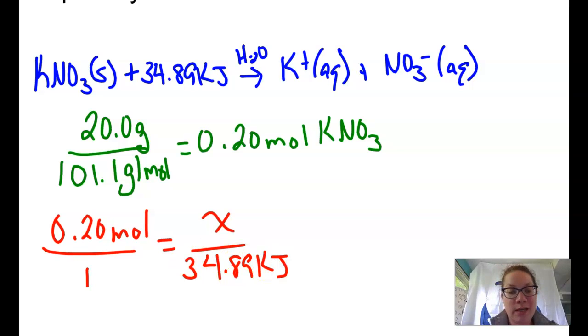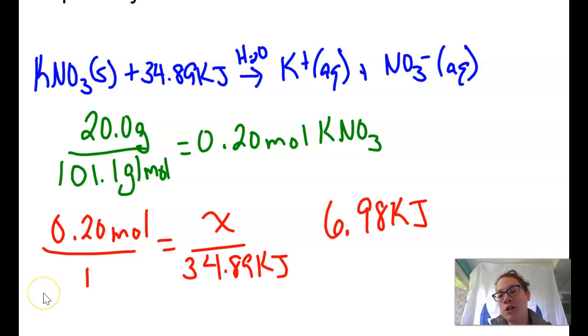So go ahead and solve this. You should have gotten 6.98 kilojoules. As long as you got something that rounds to about 7 kilojoules, you should be good. So it's 1/5 of a mole, 20 grams instead of about 100 grams, and it is 1/5 as much energy.